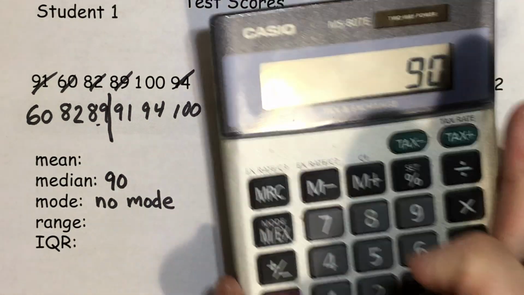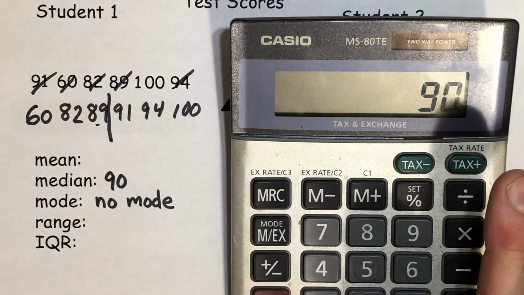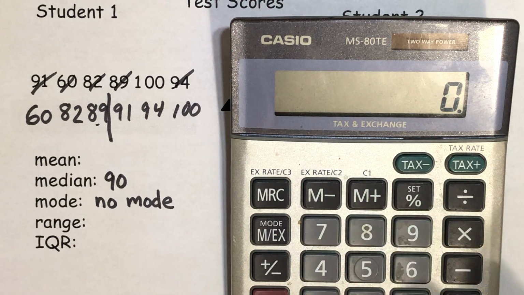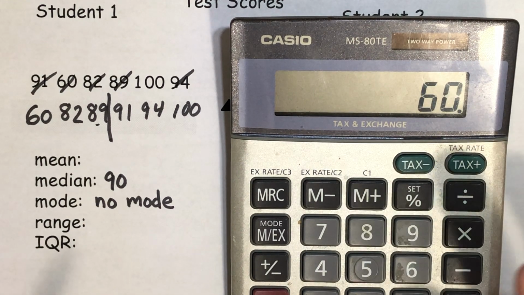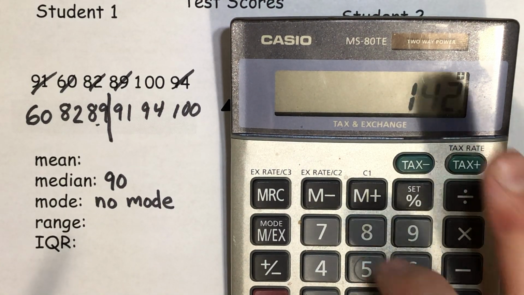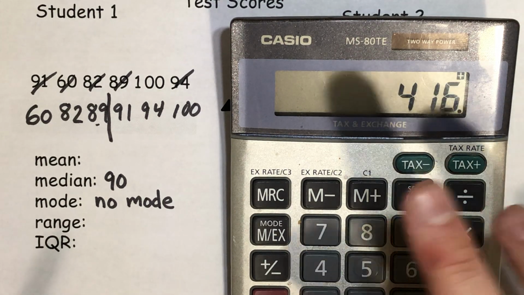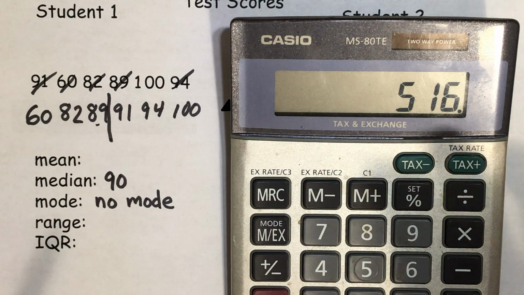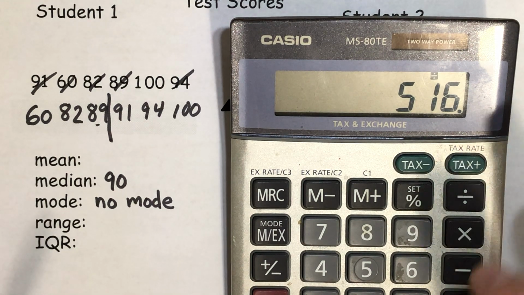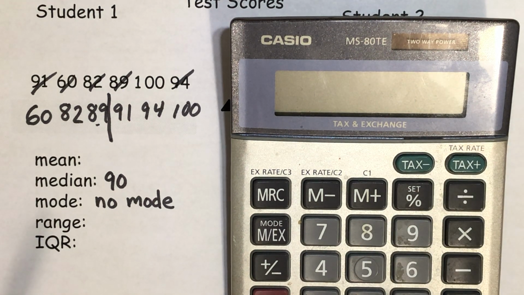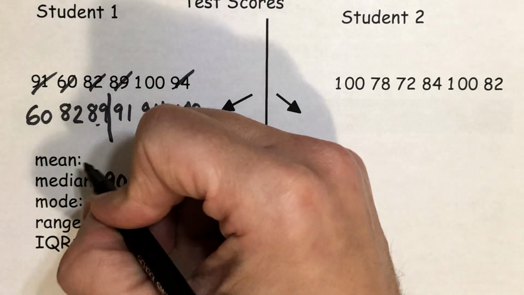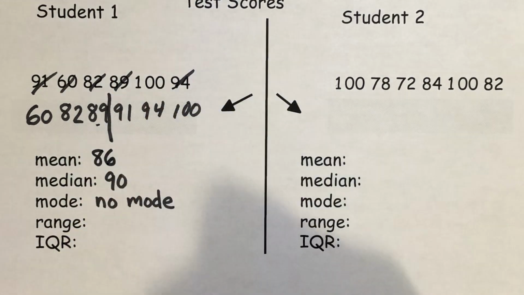My mean, remember we refer to the mean because our teacher's mean for making us do all that work. A lot of adding goes on here. It's a lot of steps. So 60 plus 82 plus 89 plus 91 plus 94 plus 100, and we get 516 as our total. We'll divide that by 6 because there were 6 tests, and this student has a mean score of 86.